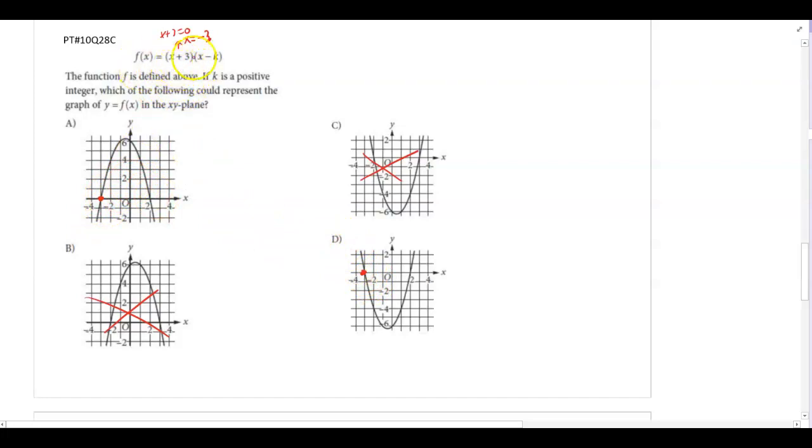How do I determine the rest of it? Well, is this function going to open up or down? And remember, I always look at the a value, what is multiplying. If a is positive, it opens up. If a is negative, it opens down. Since your a is positive 1, this opens up, so it has to be letter D. Okay?